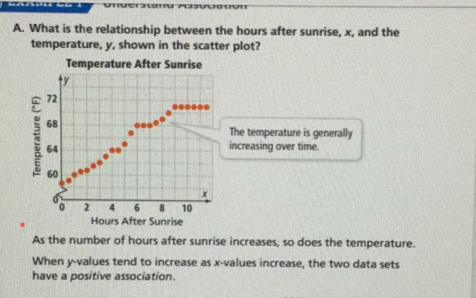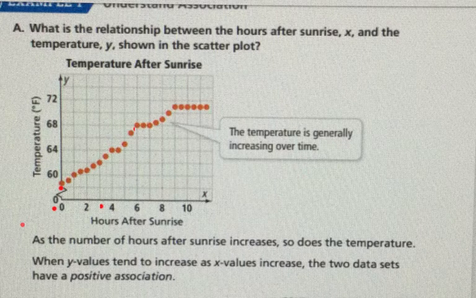Okay, it says, what is the relationship between the hours after sunrise X and the temperature Y shown in the scatter plot? So look, this is 0 hours after sunrise. This is what the temperature is. Now look, the more hours after sunrise, what's happening? The temperature is increasing, pretty quickly. And then it kind of levels off, then it increases, and then it really starts to level off. But from the first 0 to 10 hours after sunrise, we're generally increasing. So it says, as the number of hours after sunrise increases, so does the temperature.